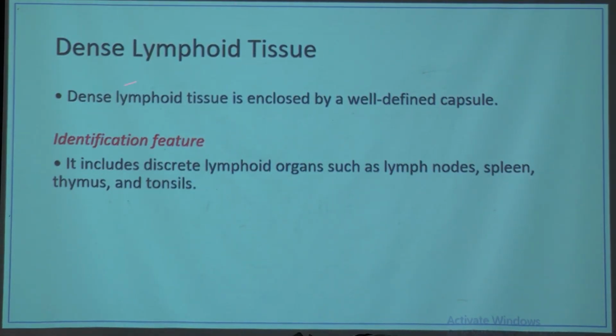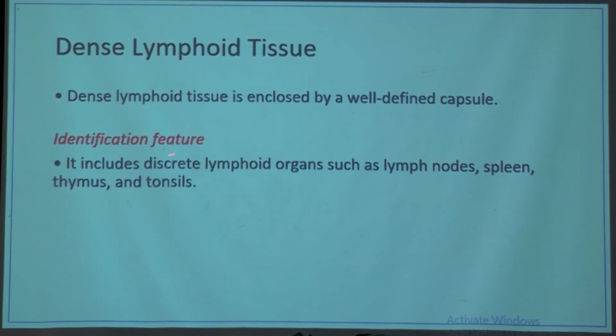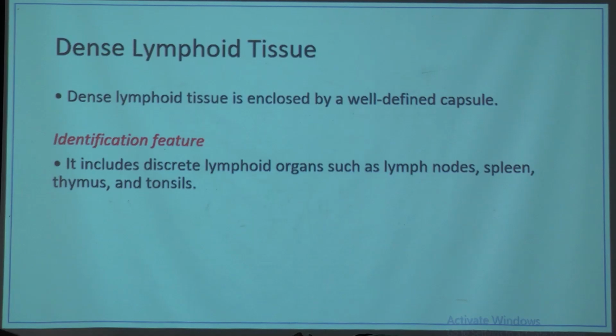Now, dense lymphoid tissue is enclosed by a well-defined capsule. Identification feature: it includes discrete lymphoid organs such as lymph nodes, spleen, thymus and tonsils. Now, a well-defined capsule, when you see it.